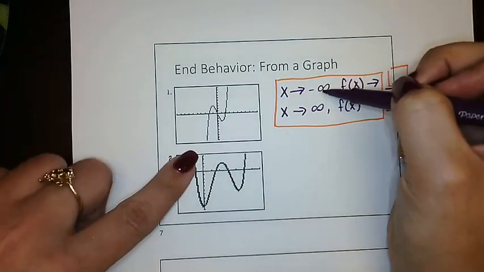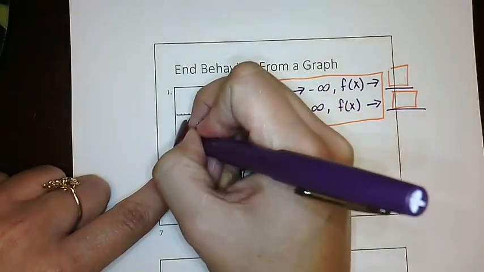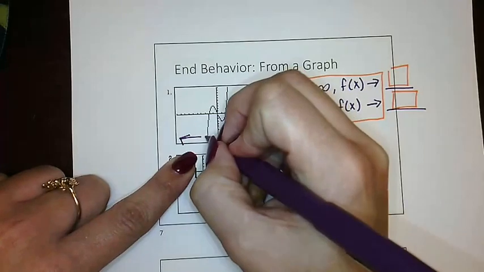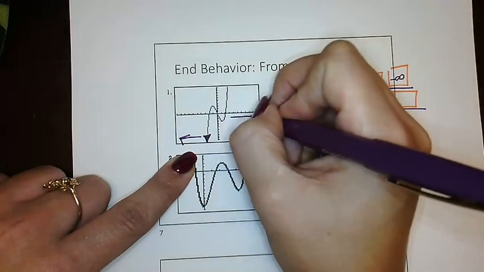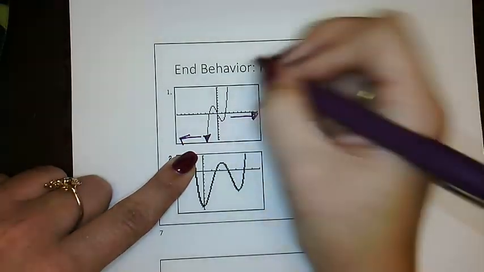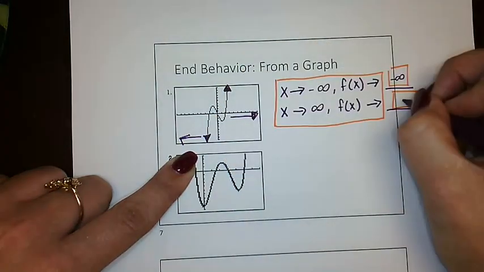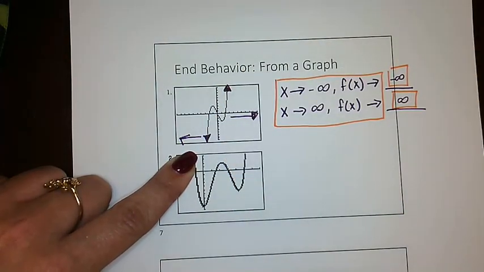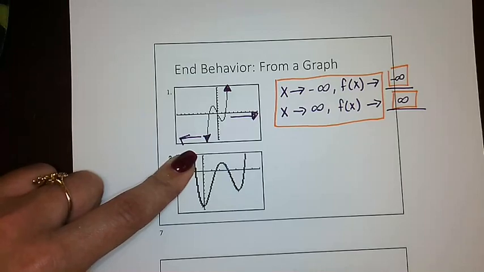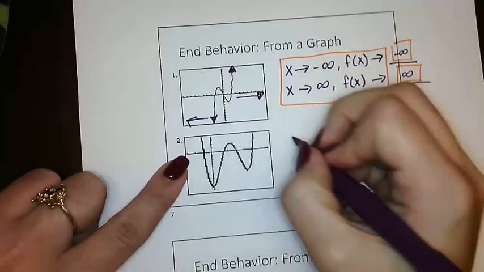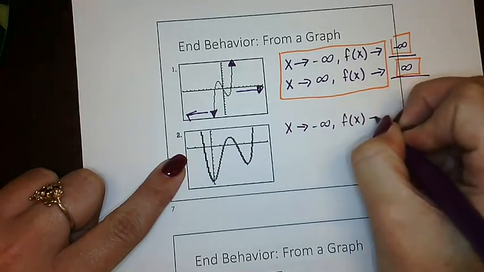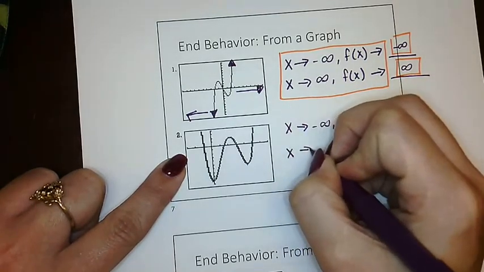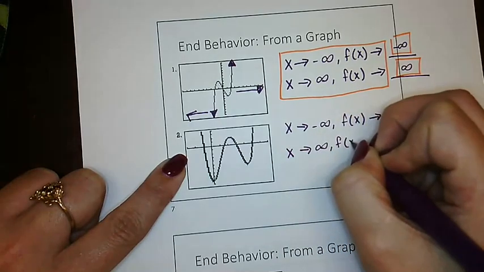So as x goes towards negative infinity, so as my x values are going towards negative infinity, where's the function going? It's going down towards negative infinity. As I'm going towards the right, where's my function going? Up towards positive infinity. So my setup is the same. As x goes towards negative infinity, what is the function doing? As x goes towards positive infinity, where's the function going?